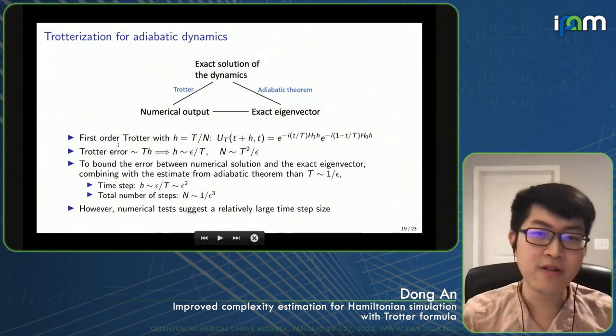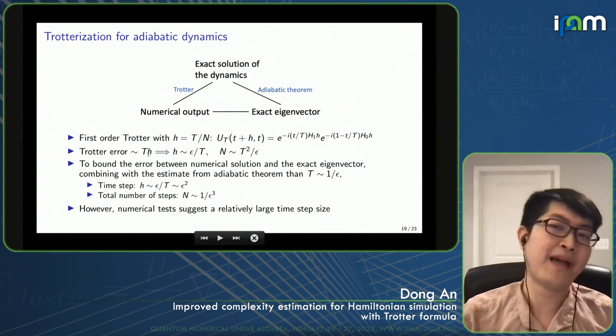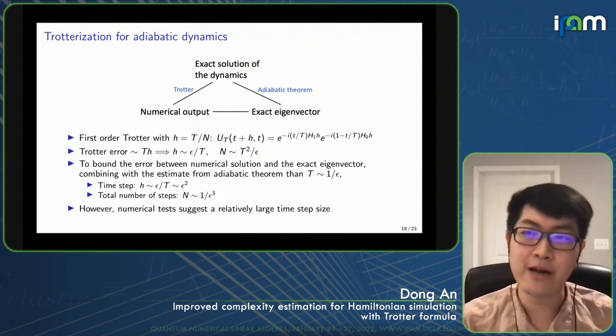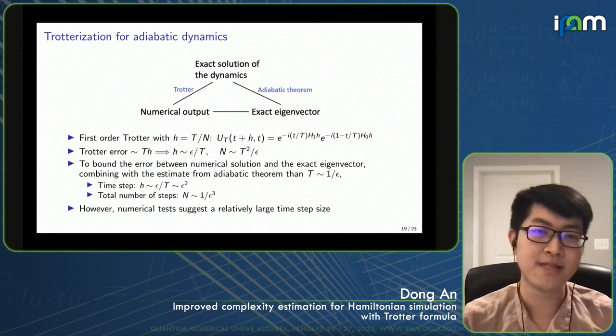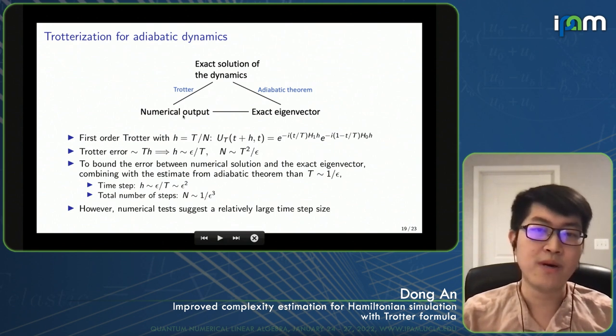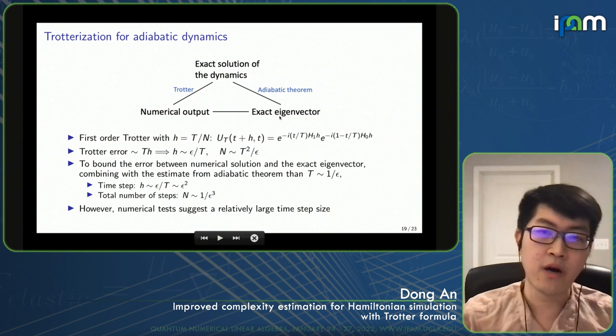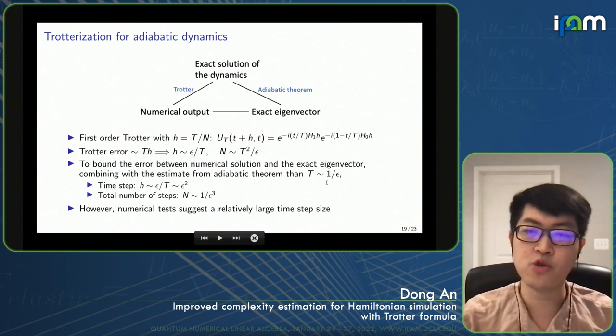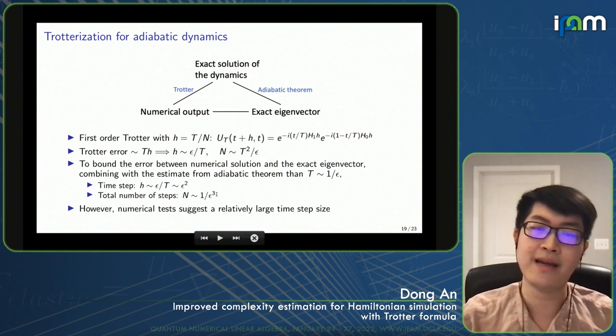For example, we use the first order Trotter again, and then the Trotter error is something like capital T times h. Remember that the local error is h squared, so the global error is basically we multiply by the number of Trotter steps, so it becomes capital T times h. Now we want to bound the final error. A sufficient condition is that we bound the Trotter error and the adiabatic error simultaneously by some epsilon. To do that, we bound this Trotter error by epsilon, which gives us an estimate for the time step size. So my time step size should be something like epsilon over capital T. Then the number of time steps should be something like T squared over epsilon. And from the previous slides, we already know that to bound the adiabatic error by epsilon, capital T should be something like 1 over epsilon, and then this gives us the final complexity estimate that the total number of Trotter steps should scale something like 1 over epsilon cubed.